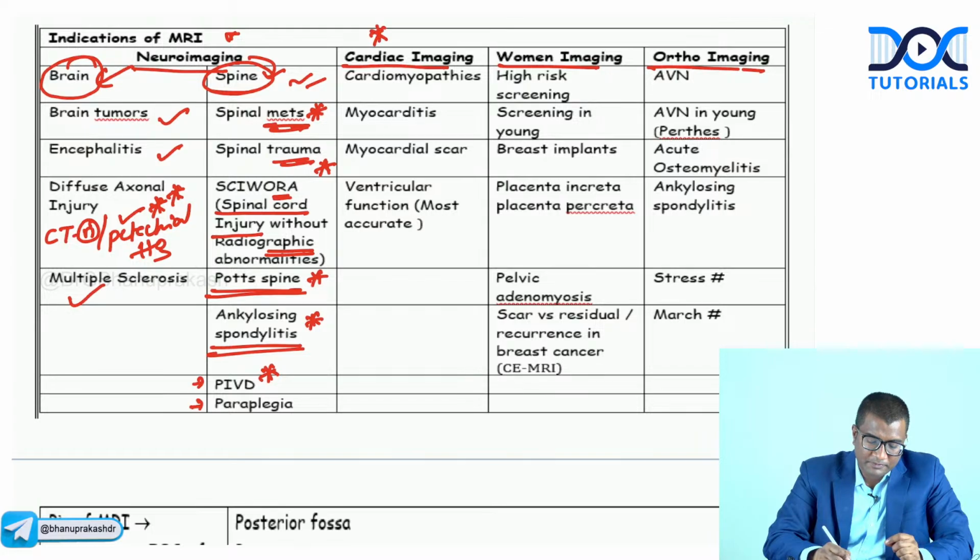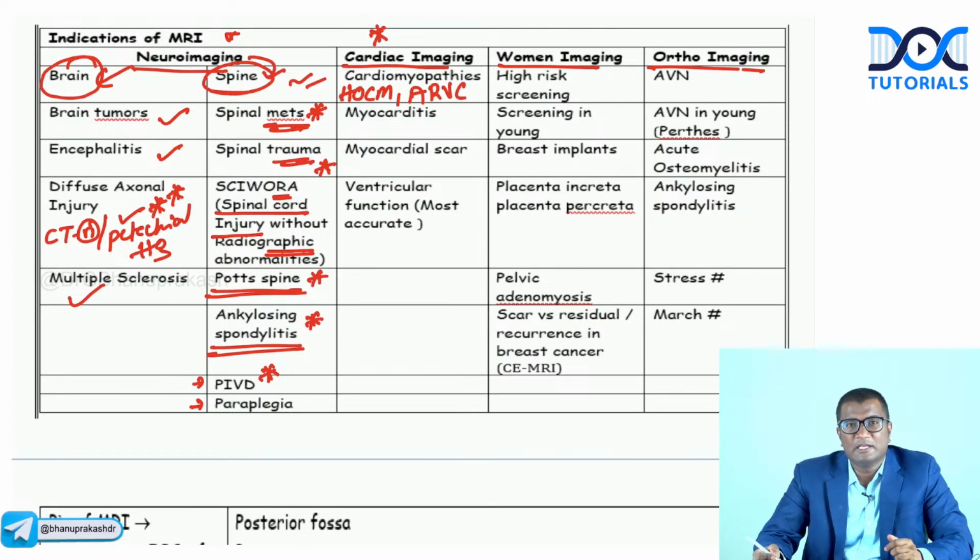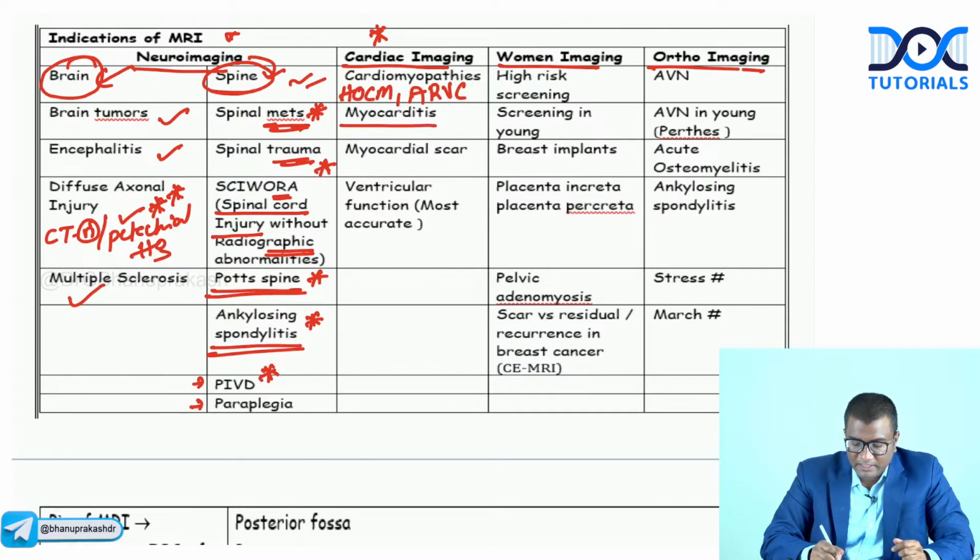For cardiac imaging, the MRI is investigation of choice for cardiomyopathies, like HOCM we have, or arrhythmogenic right ventricular cardiomyopathy. So all these cardiomyopathies also, dilated cardiomyopathy, HOCM, ARVC. For cardiomyopathies also, the investigation of choice is MRI. The preferred investigation, right, for myocarditis also, post-COVID also we are having myocarditis. So the myocarditis also is evaluated by MRI, right? The gold standard is endomyocardial biopsy, but we would not want to go for that, right?